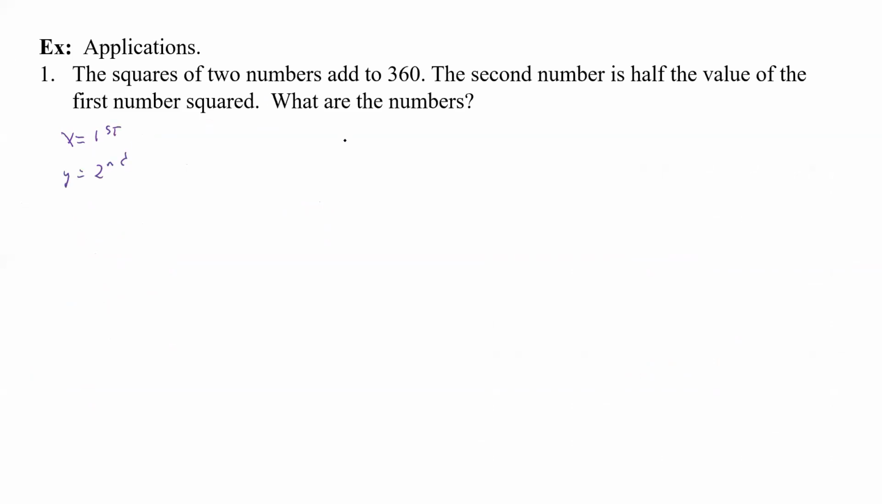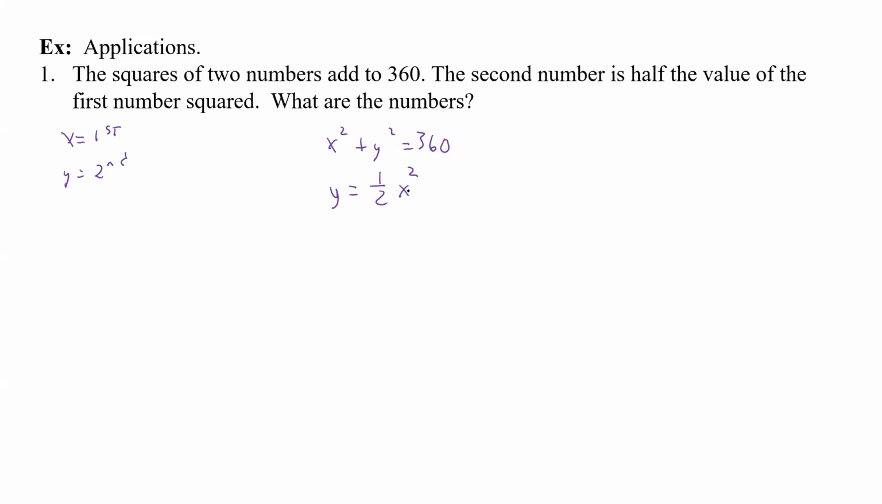The squares of them add to 360, so x squared plus y squared equals 360. And it says the second number is half the value of the first number squared, so y is half the value of the first number squared. Okay, so that's what we have there. Now, what do we want to do? Well, we have to solve this system of equations, basically.